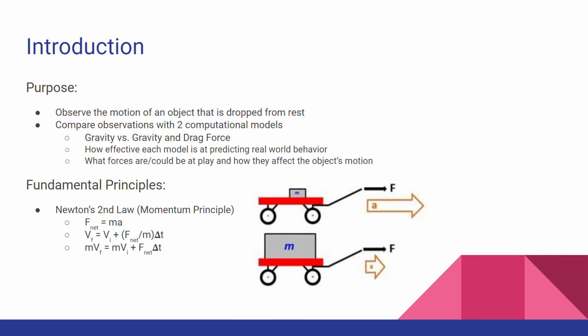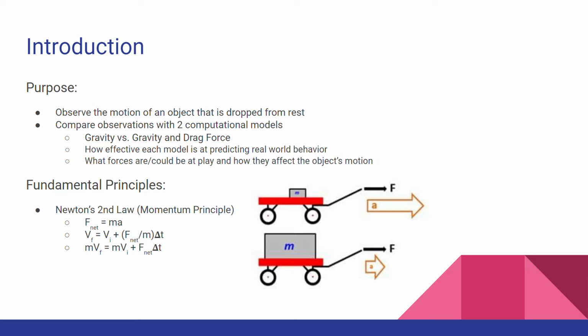In this lab, I compared my observational data with two computational models, one which measured just the effects of gravity on the system, and the other included the effects of gravity as well as the drag force. This analysis is important because it will gauge how effective each model is at predicting real-world behavior and can indicate what forces are or could be at play and how they affect the object's motion.